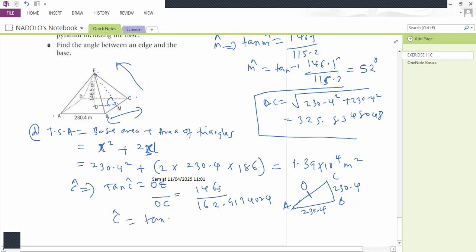So if you want to get angle C, you have to do tan inverse of your fraction on the right hand side, 162.9174024. So you're going to divide that, and do tan inverse of that using a GDC, and you will get your answer as 41.96 to some other number. So to 3 significant figures, that should be 42.0 degrees. So that's it for exercise 11C.